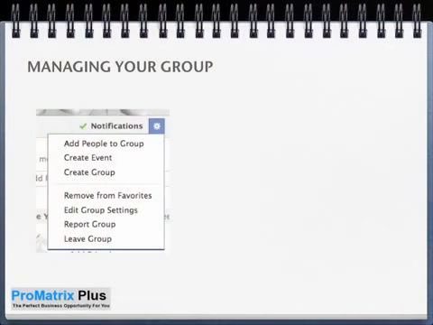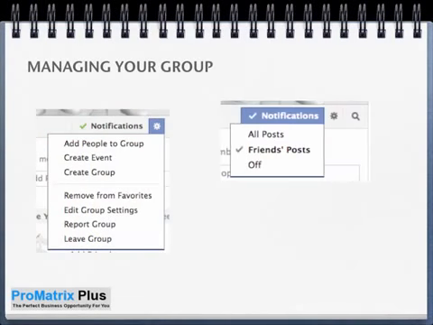You don't have to stay with it. Now, that notifications link next to that starburst, you have all posts, friends' posts, and off. What happens is if you have friends that are posting in other groups or in your group, you're going to get a notification, and I'll show you where that comes up shortly. And every time they post, you're going to get that notification. Some people like to turn that off.